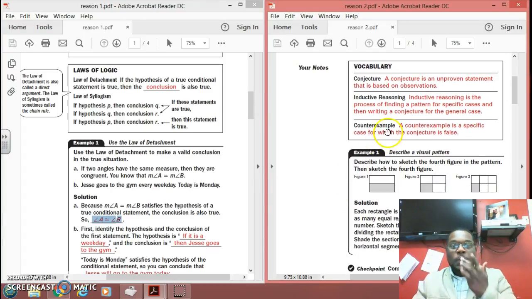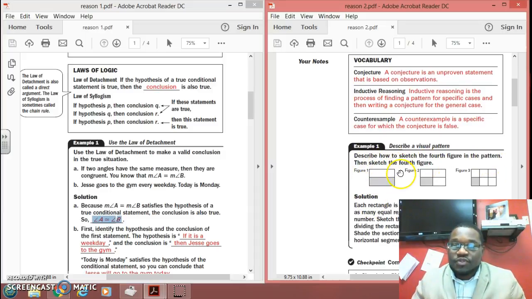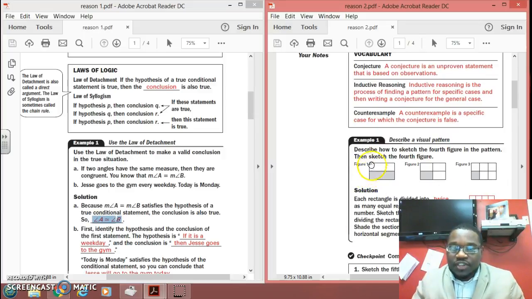Let's use inductive reasoning. Describe how to sketch the fourth figure in the pattern, then sketch the fourth figure. Of course, I've got the answers here, but look at figure 1. You've got one not shaded, the other one shaded, split down the middle. Split down the middle again, and 3 unshaded, 1 shaded in the corner. It seems that the shaded one goes in the corner. As you look at figure 3, it's split again, and it's still 1 box shaded in the corner. So what do you think the fourth one is going to look like? It should have a third separation, and in the corner it's going to continue to go there.